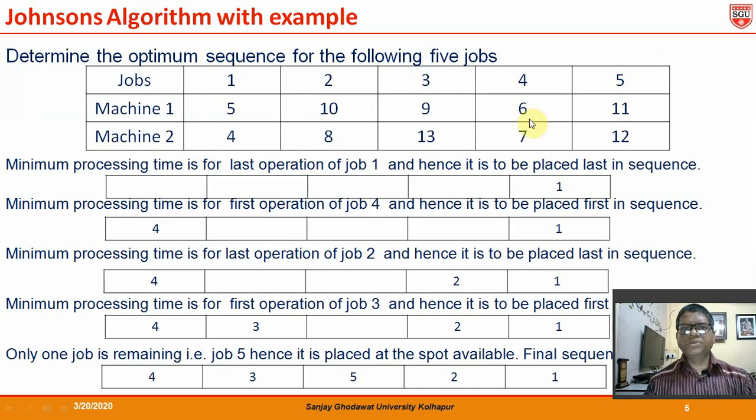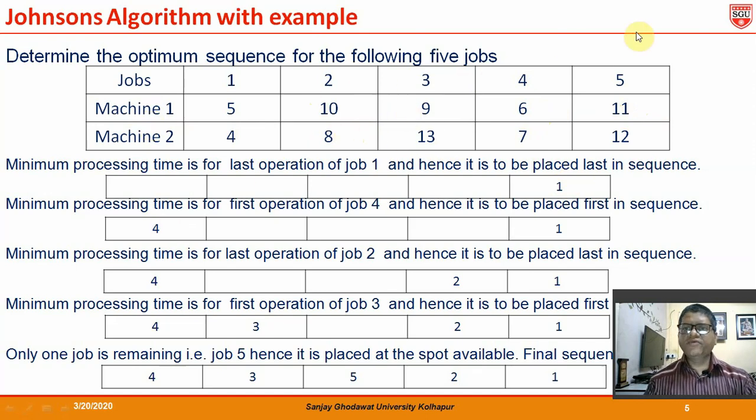Here there are 5 jobs, and these are the processing times on machine 1 and machine 2 respectively. Now, if you look at these processing times very carefully, you will find the smallest processing time is 4, and it is for the last operation on job 1. As it is for the last operation, job 1 is scheduled last. Then out of the remaining jobs, the smallest processing time is 6, and it is for the first operation on job 4. And as it is for the first operation, the job is scheduled first.